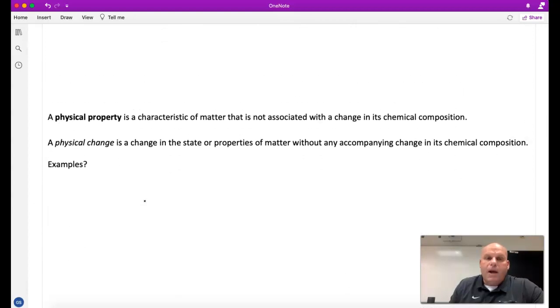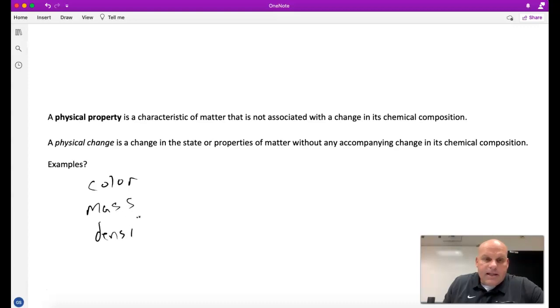So first here, physical property. A physical property is a characteristic of matter that is not associated with a change in its chemical composition. So you can observe this property without changing the substance, without changing the type of matter that you have. So some examples here: color, mass, density. These are all observations that we can make or values that we can measure without changing the matter.